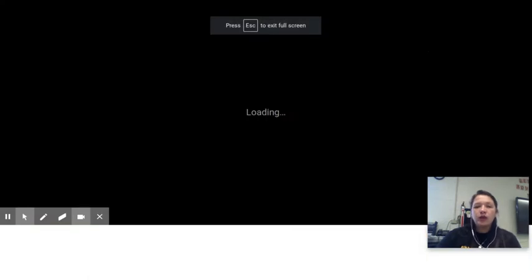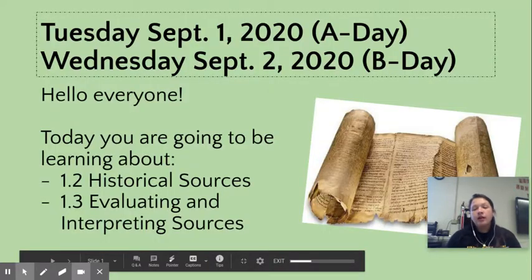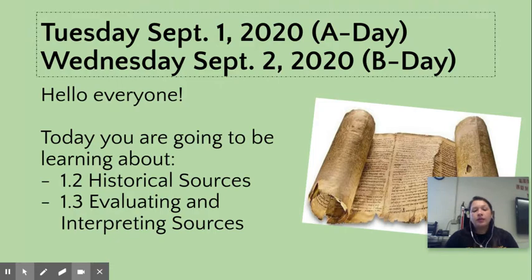We're going to carry on this conversation of how historians study the past. I know yesterday you looked at timelines and dates and how we know when things happened. And today we're going to look at how historians study sources to know exactly what happened or how people used different things.